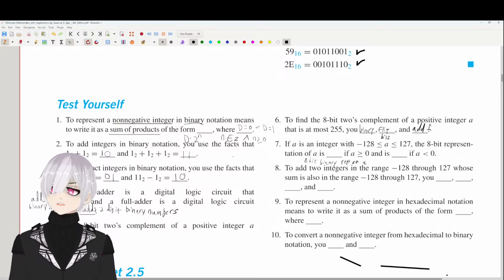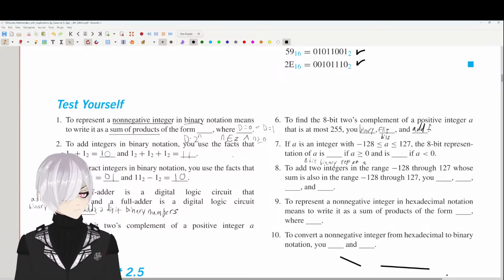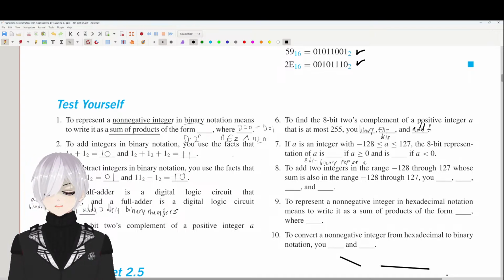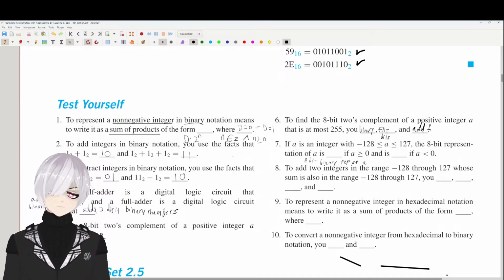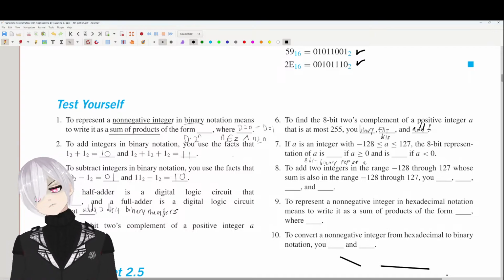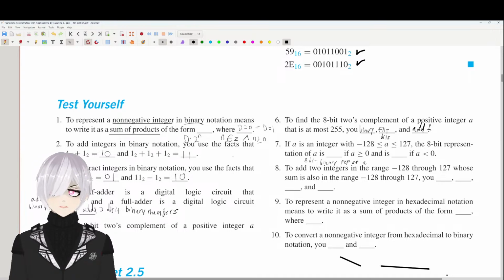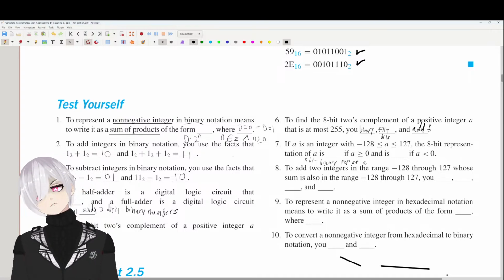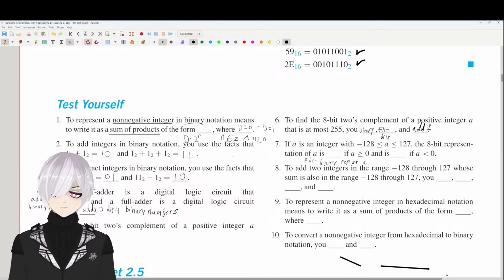So if it's less than 0, it's not the 8-bit binary representation of a. Is it the 7-bit binary representation? Wait, no. Let's think. If a is negative, you use a two's complement, right? So it would be the 8-bit binary representation of 2 to the eighth minus the absolute value of a, which would be the two's complement of the absolute value. Rather than taking the two's complement of the negative number, they take the two's complement of the absolute value, so it's like the corresponding positive number.